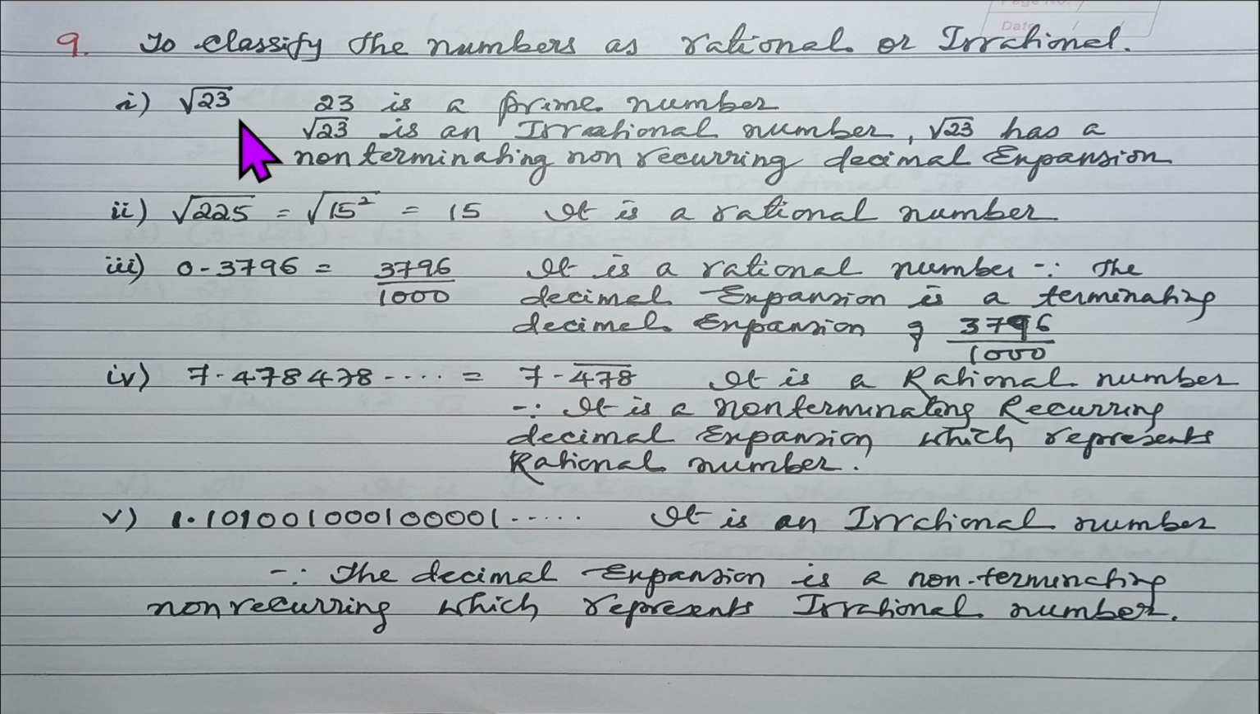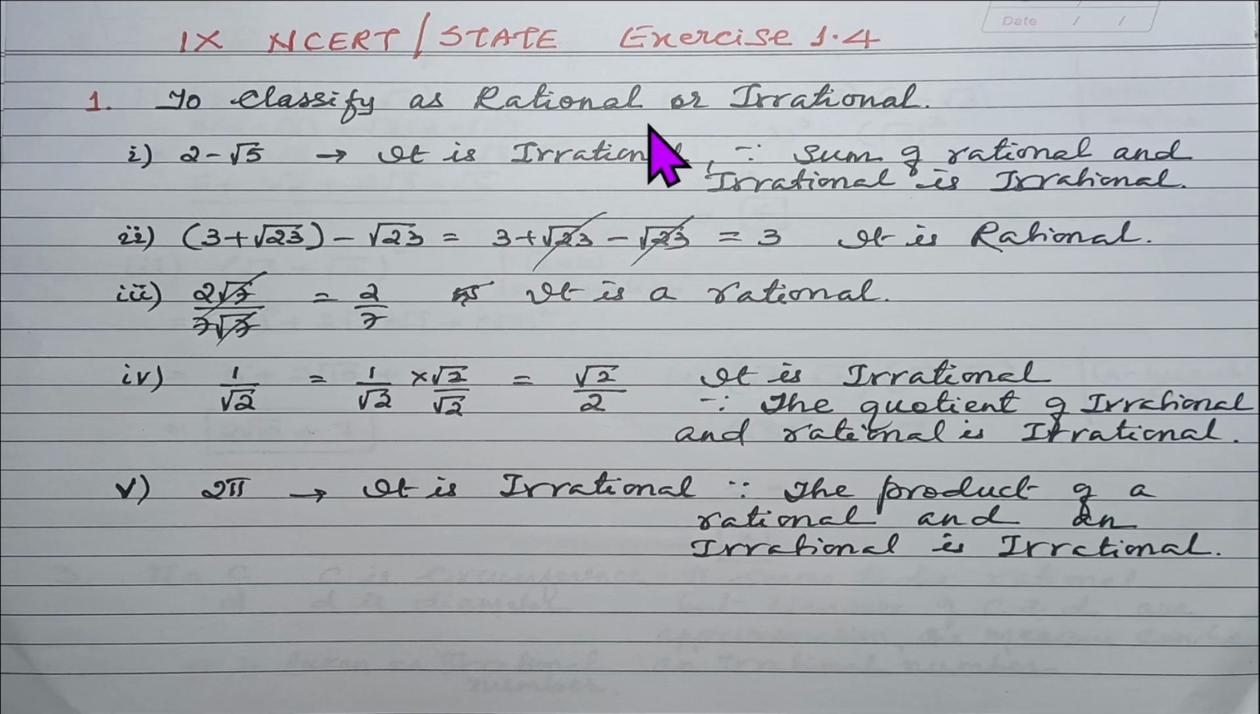Now coming to the next question, to classify the numbers as rational or irrational. Root 23: 23 is a prime number, so root of 23 is an irrational number, with a non-terminating, non-recurring decimal expansion. Root of 225 is 15, root of 15 square, and that is 15, so it is a rational number. 0.3796 is 3796 by 10000, in p by q form, therefore it is a rational number. 7.478478 has a repeating block of 478, and therefore it is a rational number. Now 1.101001 is a non-terminating, non-recurring decimal expansion, therefore it is an irrational number. Remember that.